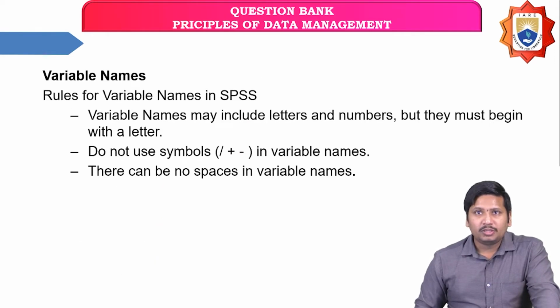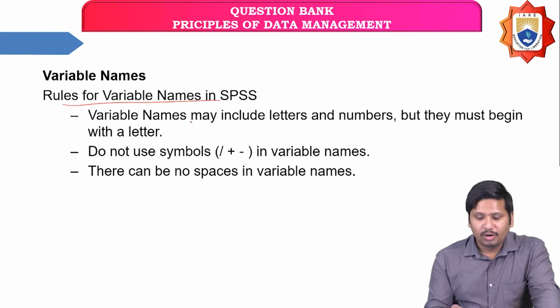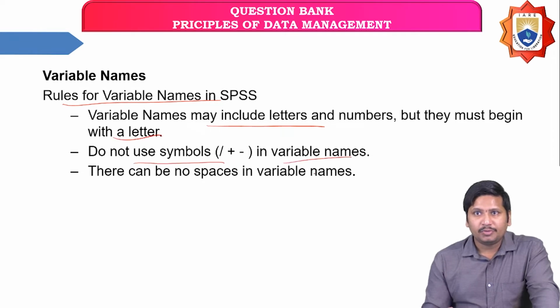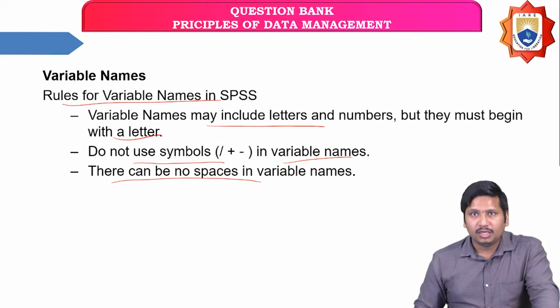Variable names: there are some rules for variable names in SPSS. The variable names may include letters and numbers, they must begin with a letter, symbols should not be used in variable names, and there is no space in the variable names. These are the rules we have to consider here.